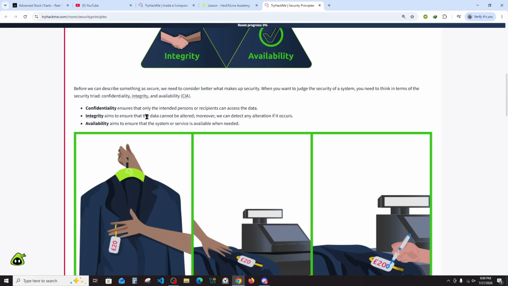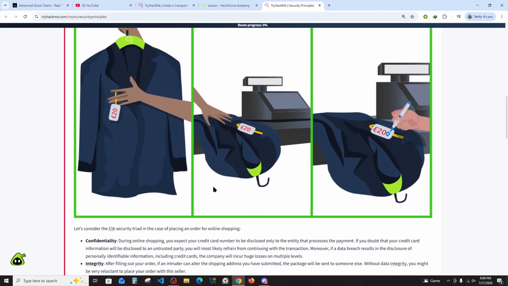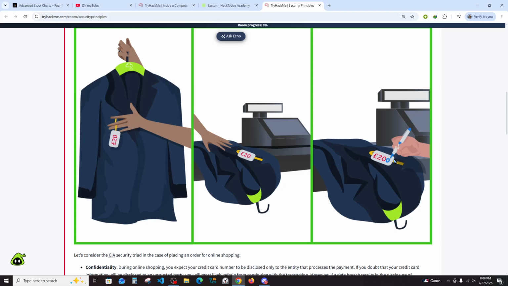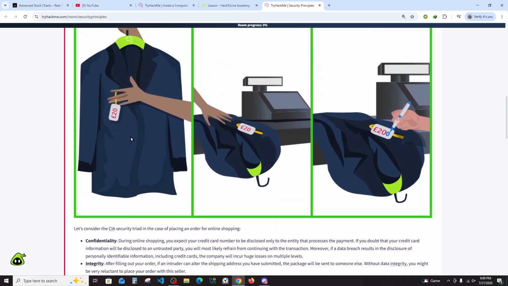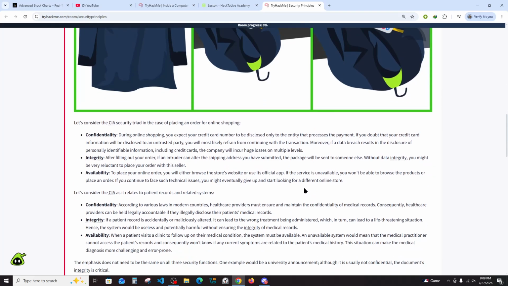Confidentiality ensures that only the intended persons or recipients can access the data. Integrity aims to ensure that the data cannot be altered. Moreover, we can detect any alteration if it occurs. Availability aims to ensure that the system or device is available when needed.